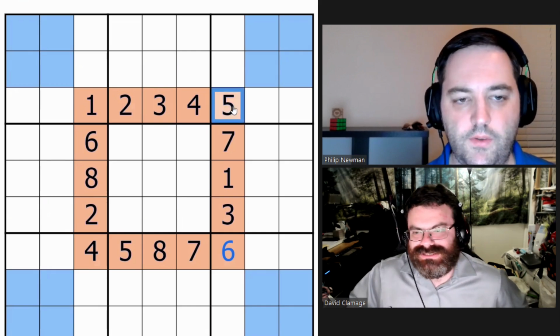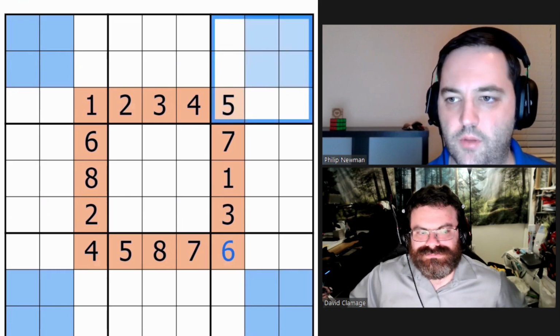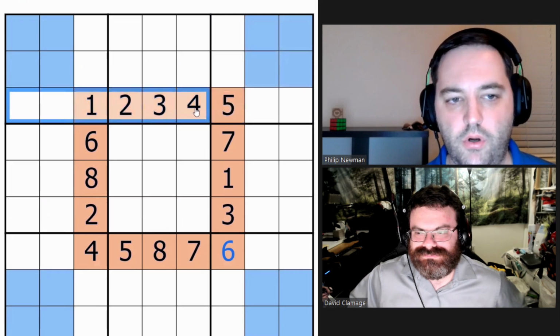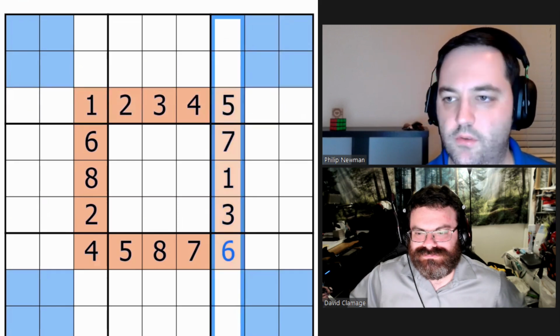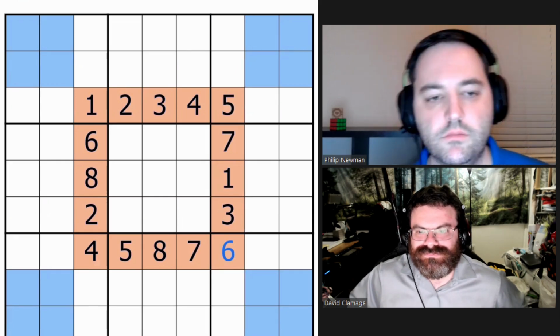So this 5 is part of box 3 that we put in blue, but it's also part of row 3 and column 7. So we put it in orange twice. So the net result is it's in orange.